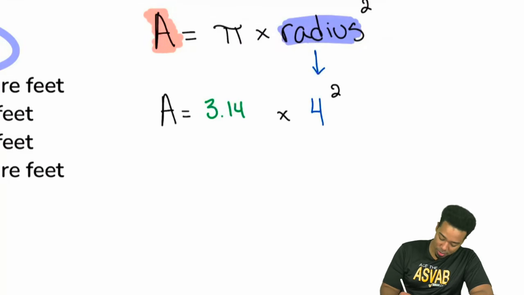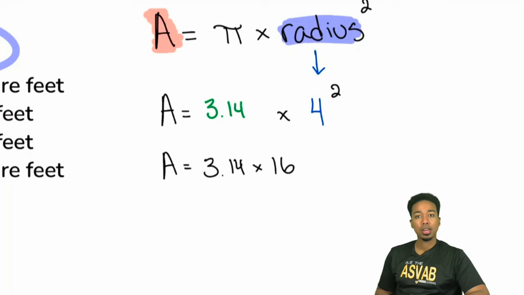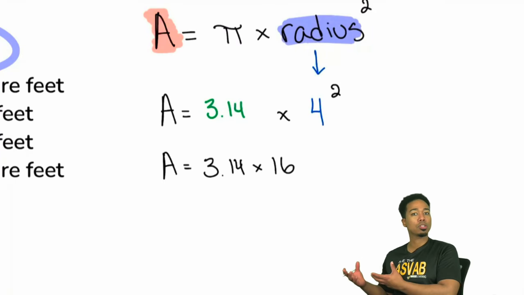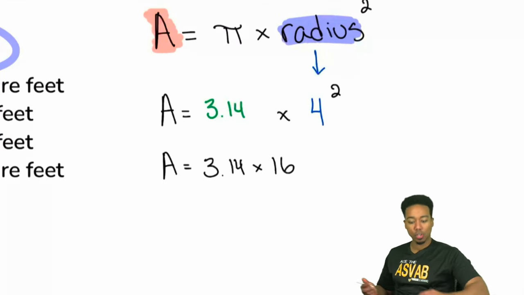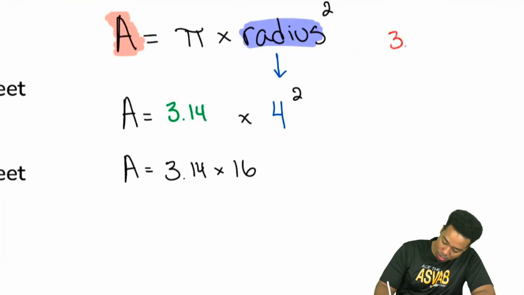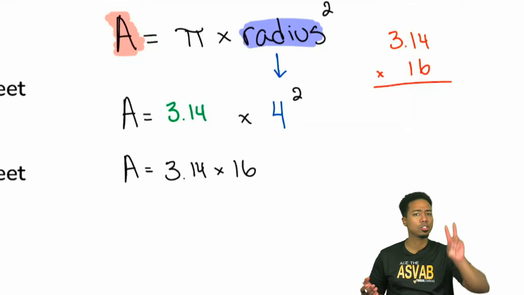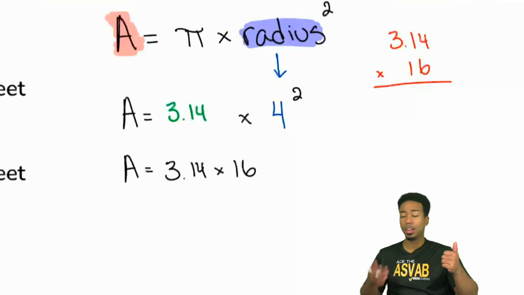So what we have here is our area equals 3.14 times 16. Again, after the setup, it's really just about math, getting to business. So now we have 3.14 times 16. I'll go ahead and just do that over here. 3.14 times 16. And remember, when we're working with decimals, it's a two-step process. Number one, ignore the decimal, just multiply. Step two, bring the decimal places back.